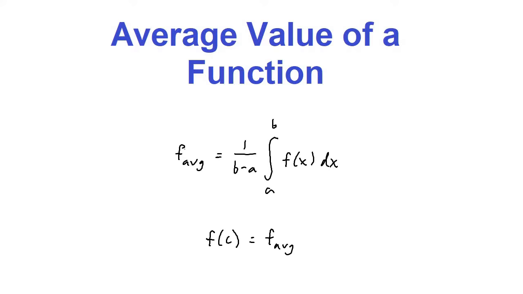So let's take a look at the average value of a function. Now, given a function f of x and an interval for that function, let's say that interval goes from a to b, we can actually find the average value of the function over that interval. And the average value is written as f, and then below it as a subscript is just average, so f sub average, or the average value of the function.